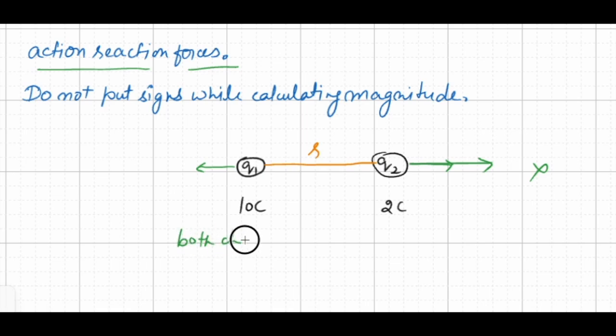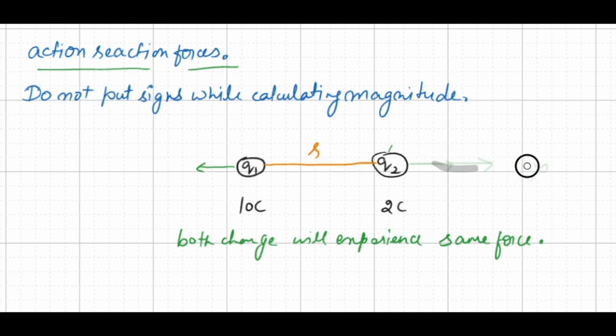Both charges will experience the same force. So Newton's third law, action reaction: every action has an equal and opposite reaction. So if I want to correct this diagram now, if I draw this much force, exactly equal and opposite force will be on this side, an action reaction pair. Let me draw them equal like that. So these arrows will not be shorter than one another. They'll be equal, but of course in opposite directions.